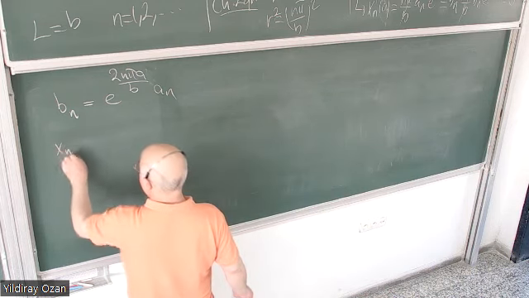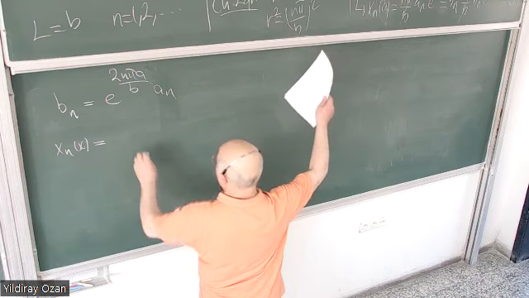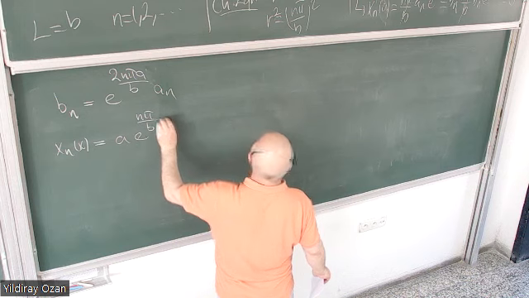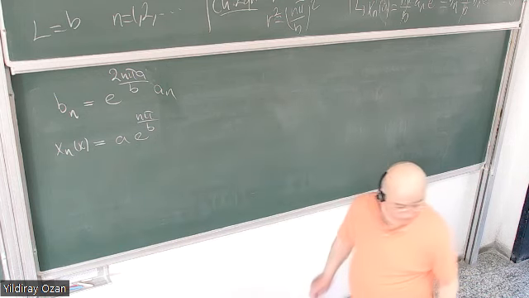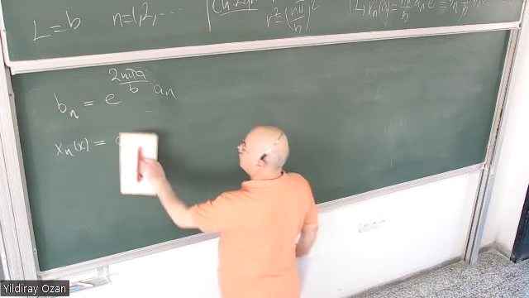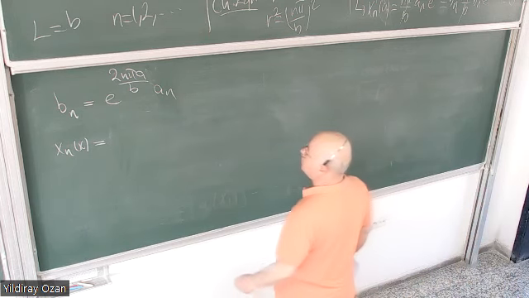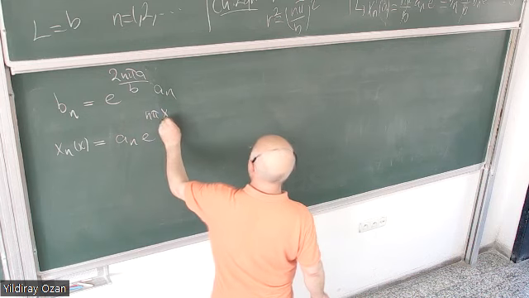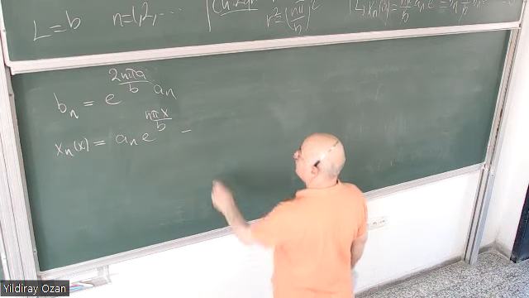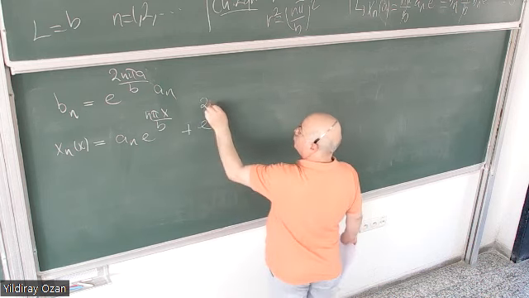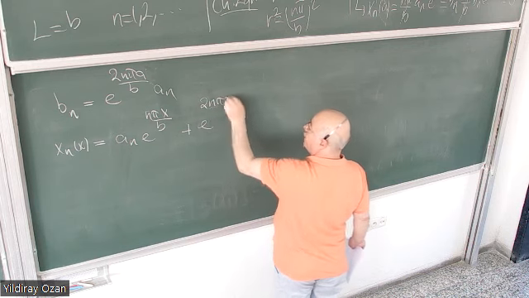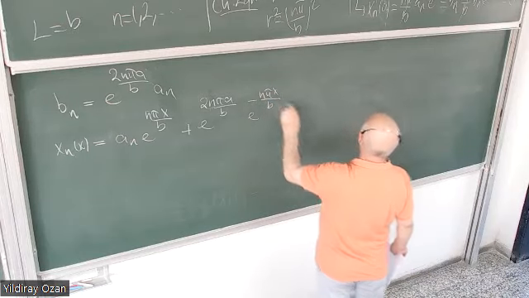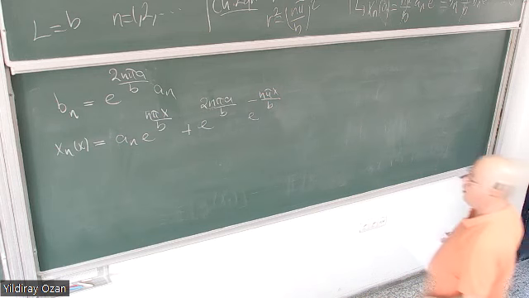O zaman x'ini tekrar yazalım. So xn of x, an parenthesis, hatta an e to the power n pi x over b plus bn is just this, e to the power 2 n pi a over b e to the power minus n pi x over b.